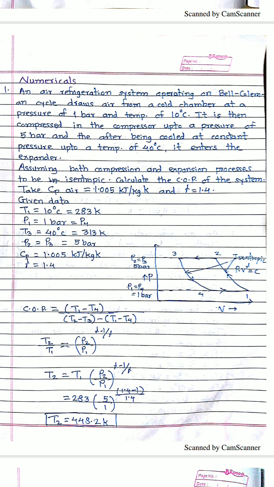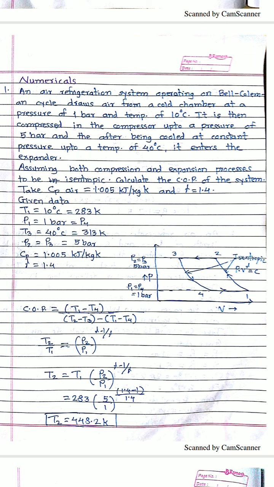Now point number 1 is the entry of the compressor. Point number 2 is the entry of the condenser. Point number 3 is the entry of the expander, and point number 4 is the entry of the cold chamber. So here it enters the expander. Now what is the entry point of the expander? Point number 3, and the temperature is given as 40 degrees Celsius.